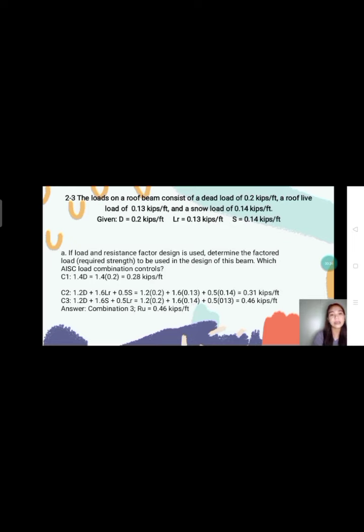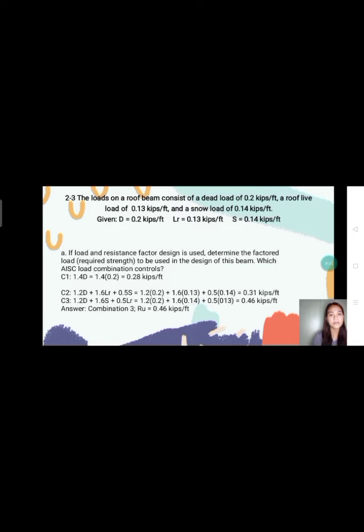Which AISC load combination controls? For the combination of 1, you only have to substitute the value of D, which will be equal to 0.28 kips per feet. For the combination of 2, 1.2 times D, which is 0.2, plus 1.6 LR, where LR is equal to 0.13, plus 0.5 times the S, which is 0.14, it will be equal to 0.31 kips per feet.